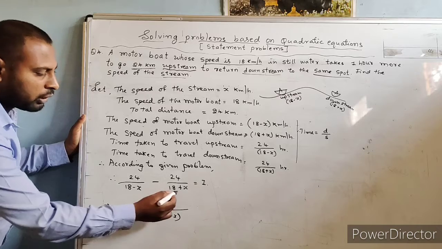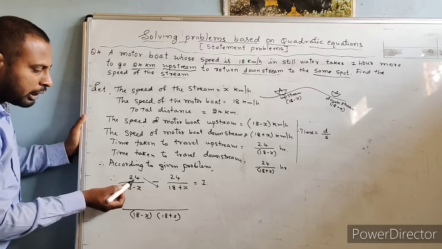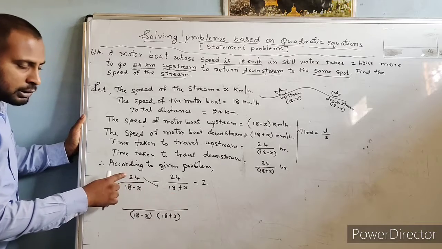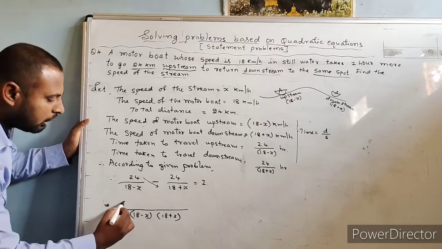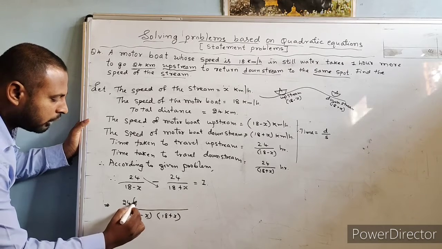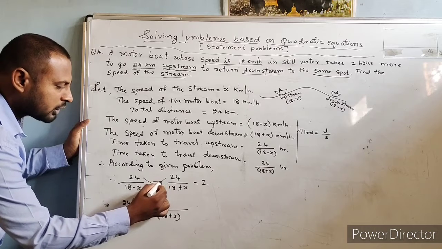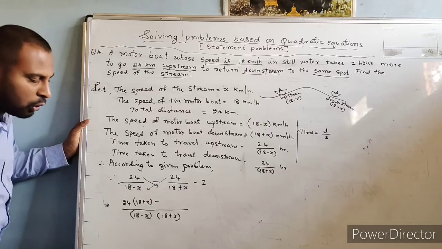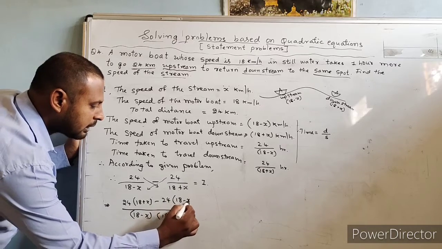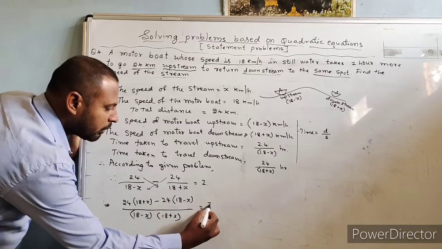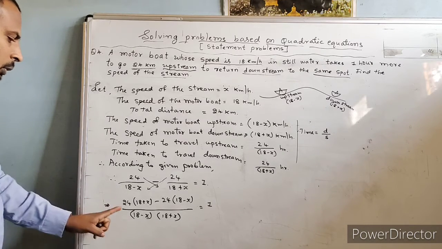We have taken the LCM for the denominators and then cross multiply. So 24 into 18 plus x, the first fraction's numerator and second fraction's denominator. Now minus, the second fraction's numerator into the first fraction's denominator: 24 into 18 minus x is equal to the RHS, which is 1.